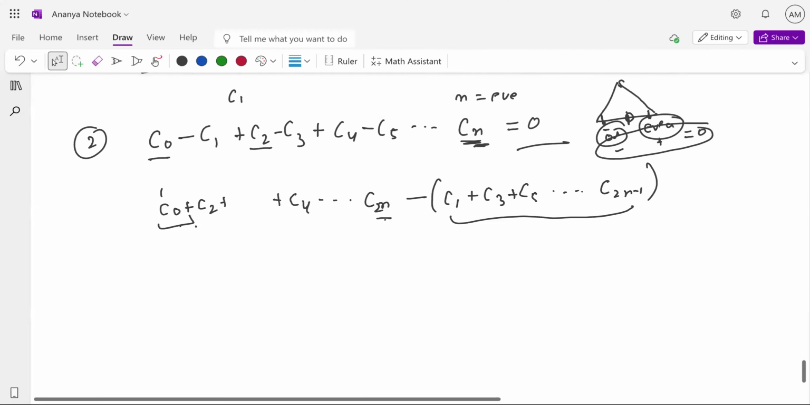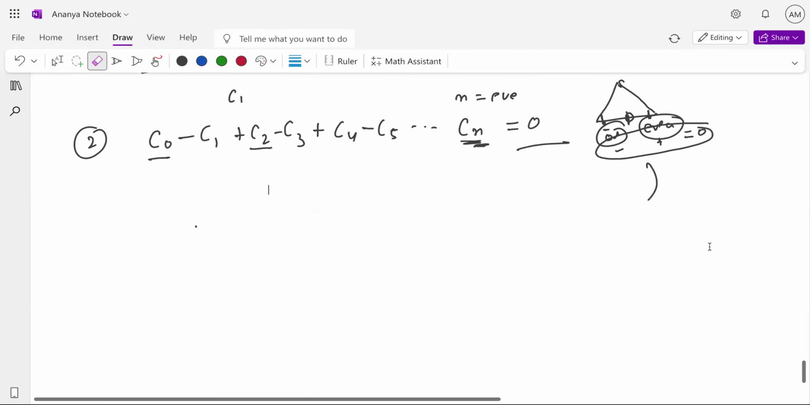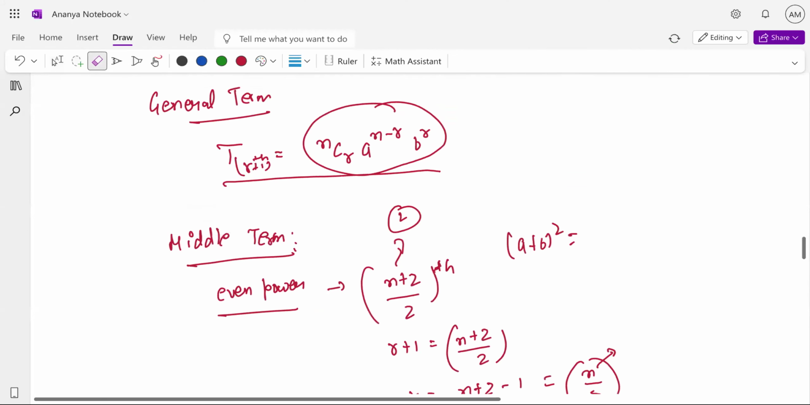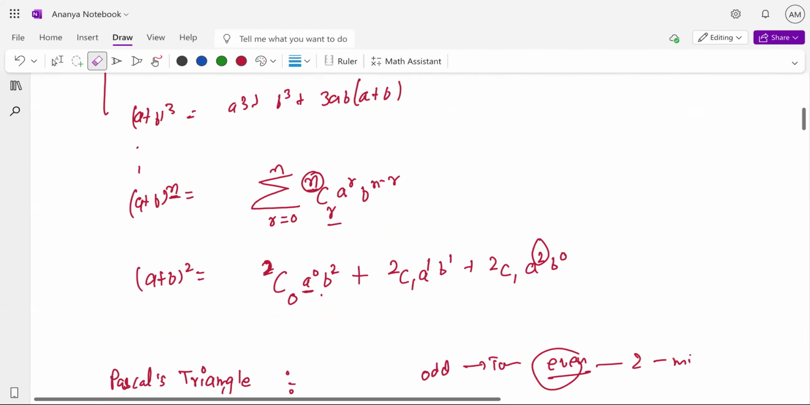Sir, is there a derivation for the even powers, like for odd numbers of coefficients in the Pascal bracket? Why is it zero? I've shown you, right? The derivation is the Pascal's triangle itself. Okay, sir.